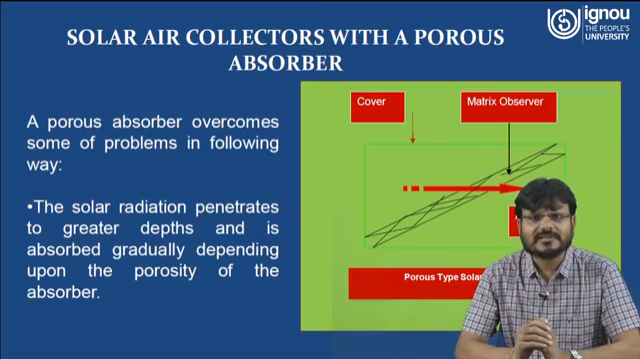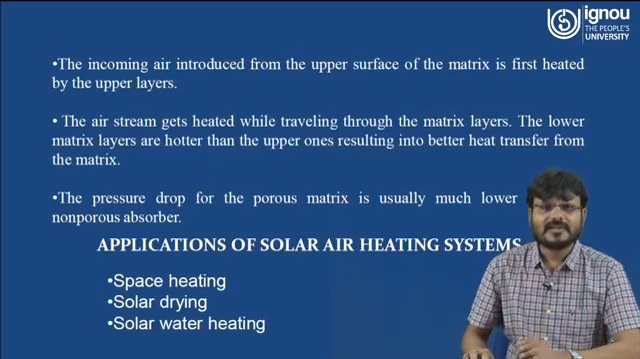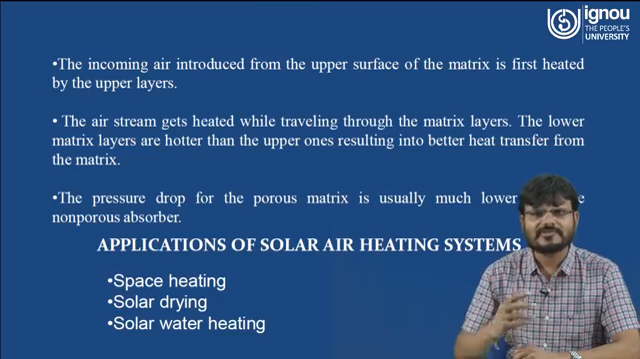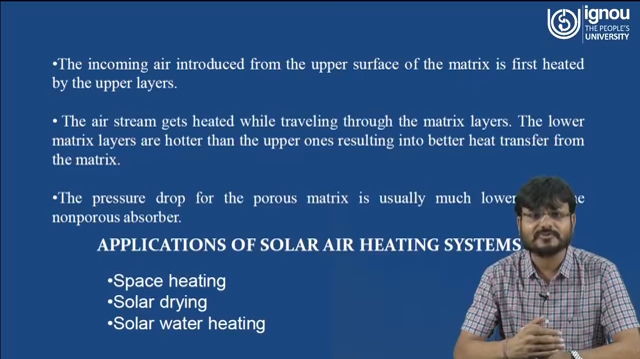Here you can see a solar air collector with a porous absorber plate. A porous absorber overcomes some of the problems in the following way. The solar radiation penetrates to greater depth and is absorbed gradually depending upon the porosity of the absorber. The incoming air introduced from the upper surface of the matrix is first heated by the upper layer. Then the air stream gets heated while traveling through the matrix layer. The lower matrix layers are hotter than the upper ones, resulting in better heat transfer from the matrix. And the pressure drop from the porous matrix is usually much lower than the non-porous absorber.